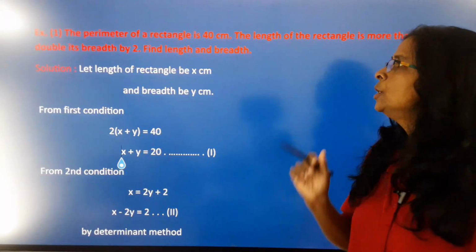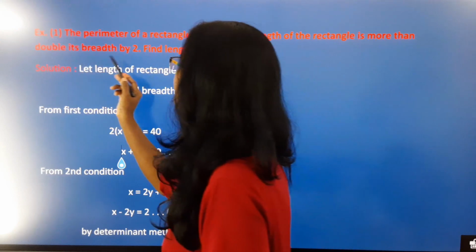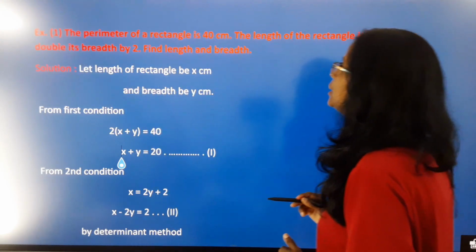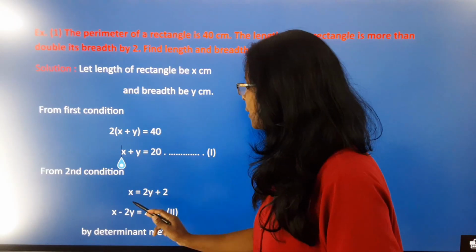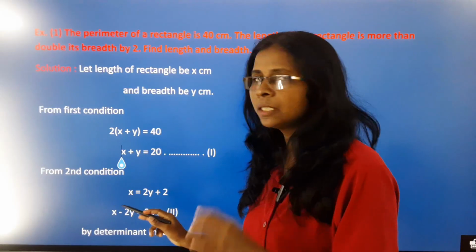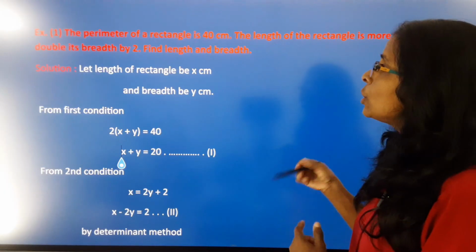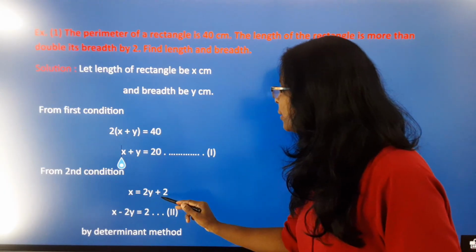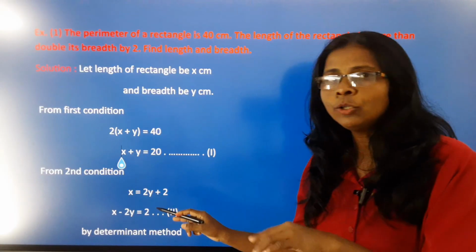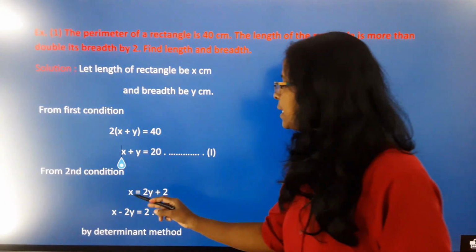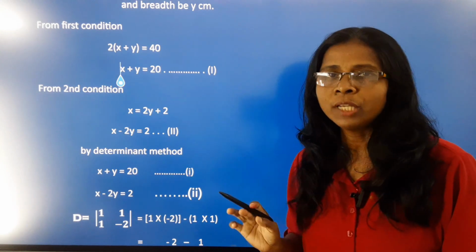Now the second condition: the length of the rectangle is more than double its breadth by 2. Now this example says that the length of rectangle, that is x, is equal to double its breadth, more than by 2. More than by 2 means plus 2. Breadth is y, so double means 2y. So here we say x is equal to 2y plus 2. Okay, so this is the form of equation.